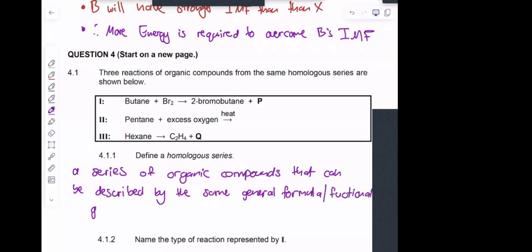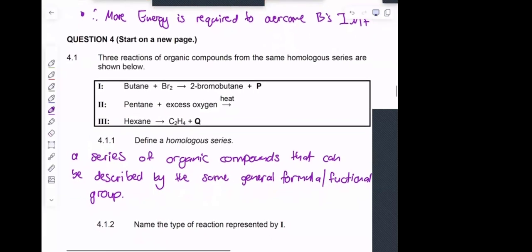Okay, hope that makes sense to you guys. Let's move on to 4.1.2. 4.1.2 asks, name the type of reaction represented by 1. So we start with butane plus bromine, giving us 2-bromobutane plus P.